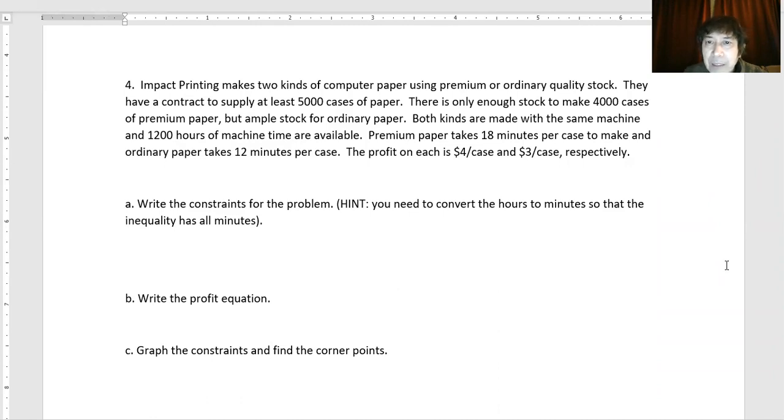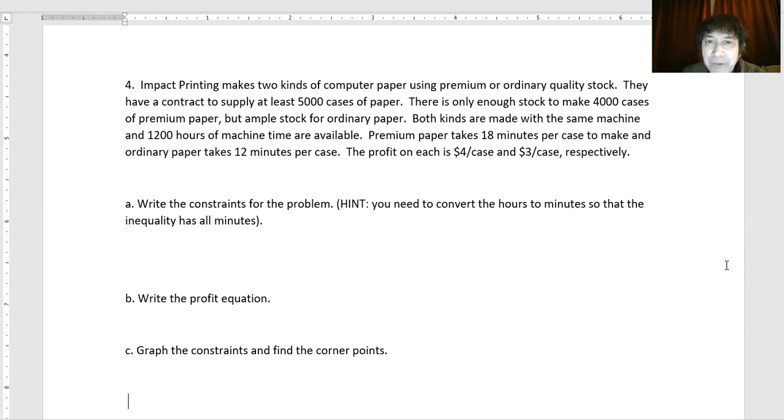There's only enough stock to make 4,000 cases of premium, but ample stock for ordinary paper. So for the premium paper, it is limited to 4,000. So it's from 0 to 4,000 cases for the premium. Okay, ample stock for ordinary paper. That means 0 to unlimited. So that would be for ordinary paper.